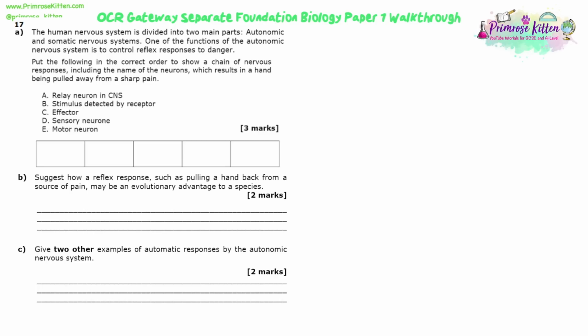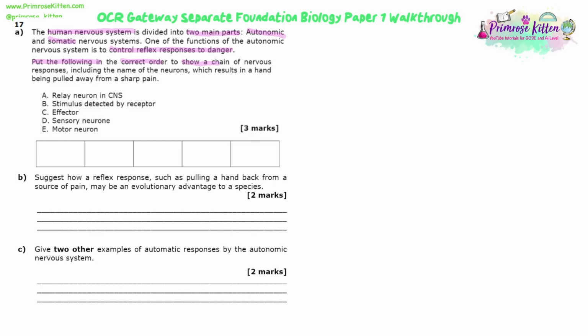Okay, so question 17. So the human nervous system is divided into 2 main parts, autonomic and somatic nervous systems. One of the functions of the autonomic nervous system is to control reflex responses to danger. So there really is the bit that this question is actually about. It's about reflex responses to danger. So regardless of whether you understood all of the question, the idea that we should understand or recognize reflex responses is important here. Put the following in the correct order to show a chain of nervous responses, including the name of the neurons which result in a hand being pulled away from a sharp pain.